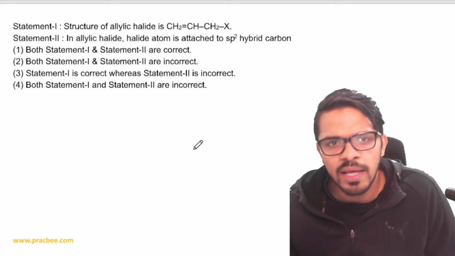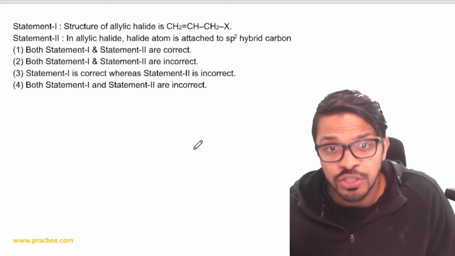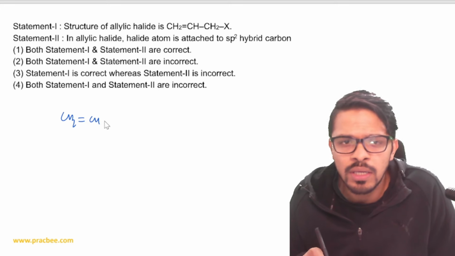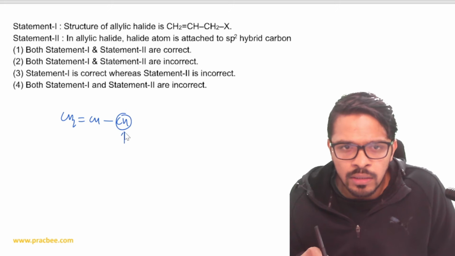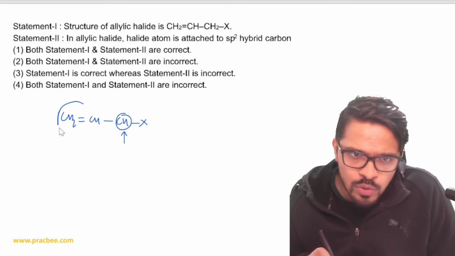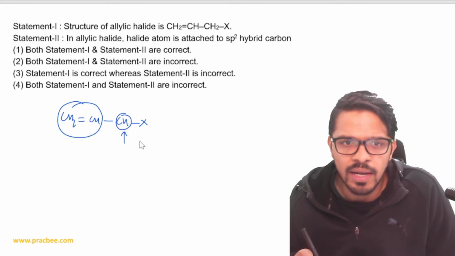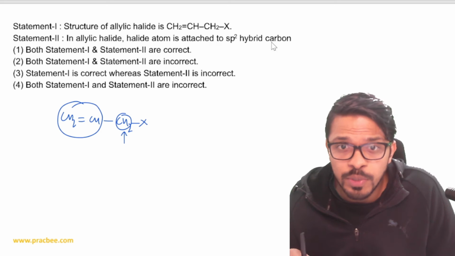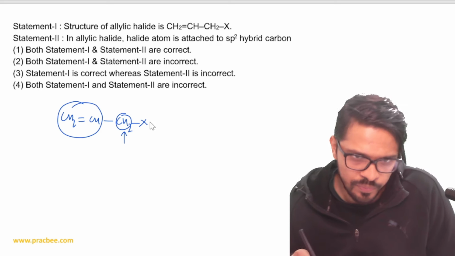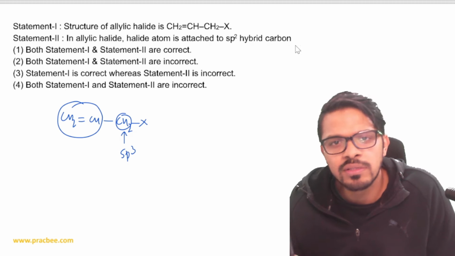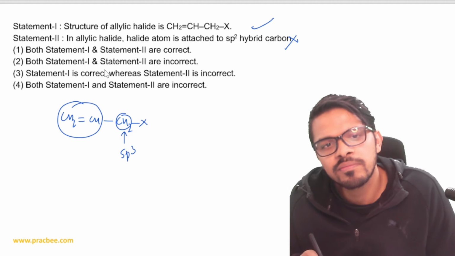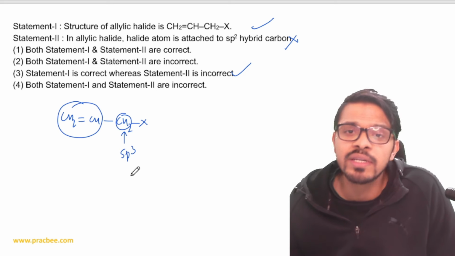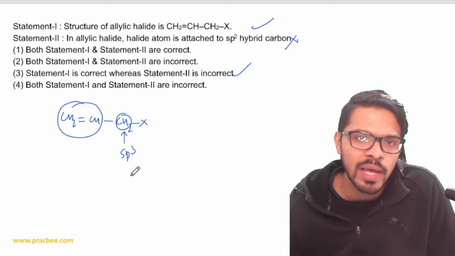The structure of allylic halide is CH2=CH-CH2X. That is correct. Allylic position is basically the position next to a double bond. This is the allylic position. So this is allylic halide. That is correct. In allylic halide, the halide atom is connected to sp2 hybridized carbon. No, this carbon is sp3 hybridized. This is correct, this is incorrect. Okay, it is connected to sp3 carbon. If it is connected to sp2 carbon, it is called vinylic halide.